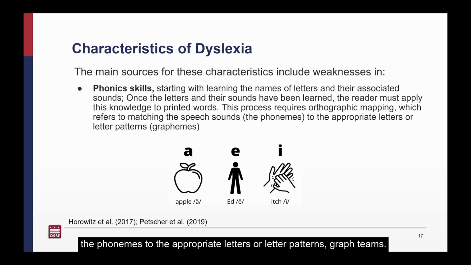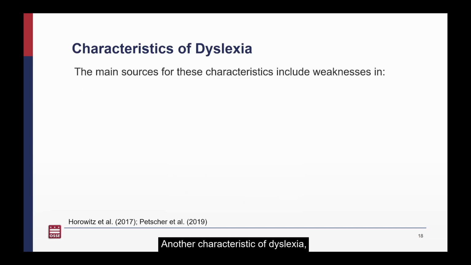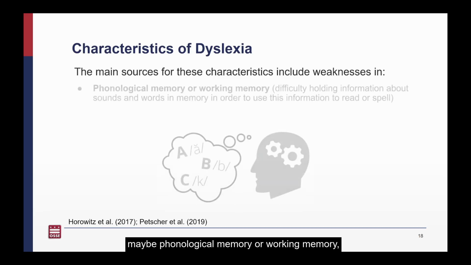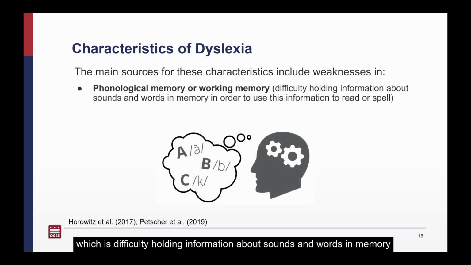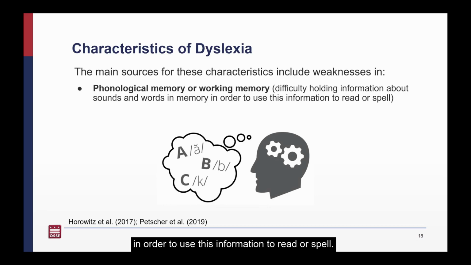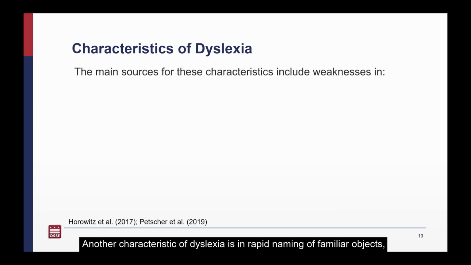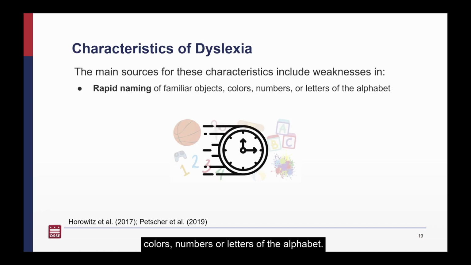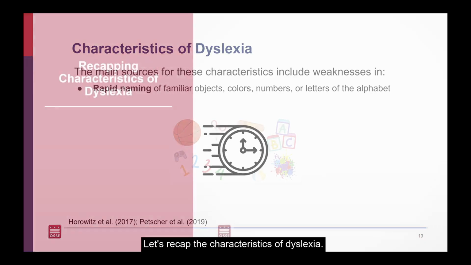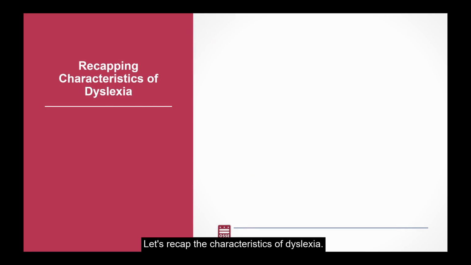Another characteristic of dyslexia may be phonological memory or working memory, which is difficulty holding information about sounds and words in memory, in order to use this information to read or spell. Another characteristic of dyslexia is in rapid naming of familiar objects, colors, numbers, or letters of the alphabet. Let's recap the characteristics of dyslexia.